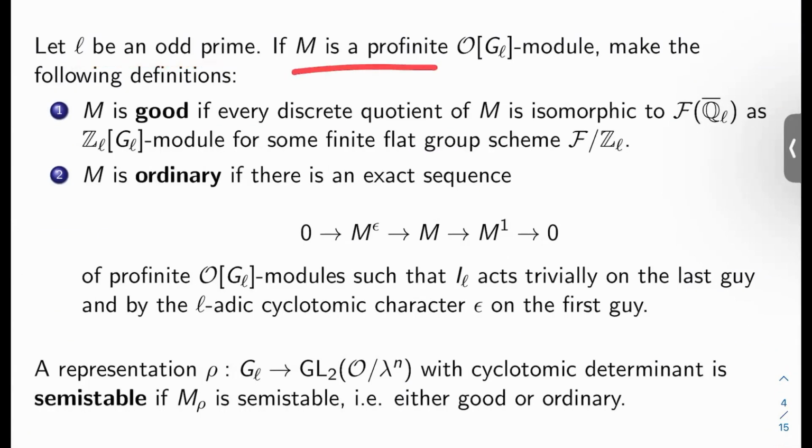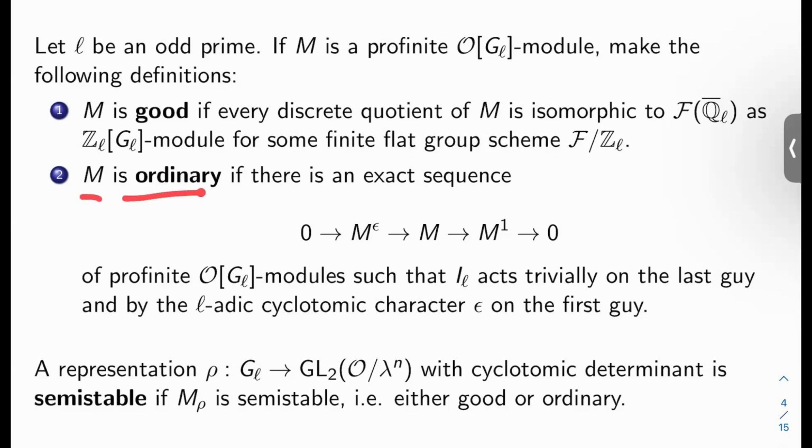If M is a profinite OG_l-module, let's make the following definitions. One, we'll say M is good if every discrete quotient of M is isomorphic to F(Q-bar_l) as Z_l G_l-modules for some finite flat group scheme F over Z_l. Okay, so this is like a flatness condition. Although, well, I'll get to that in a second.